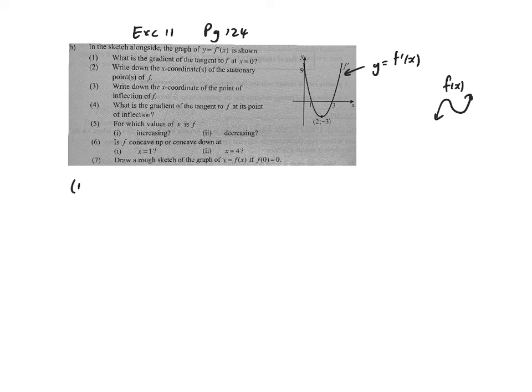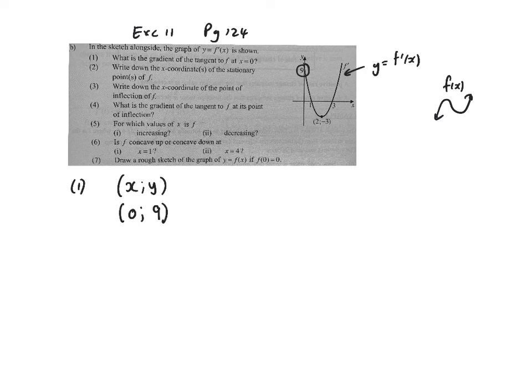So this is not the easiest thing. So let's just go step by step through it, and let me know if you've got questions. What is the gradient of the tangent to f at x is equal to 0? Okay, so we just said this is the graph y is equal to f prime x, right? It's the derivative graph. So in other words, this point here, what is the coordinate of that point? A coordinate is x, y, right? So what is the x value there? It's 0. And what is the y value?